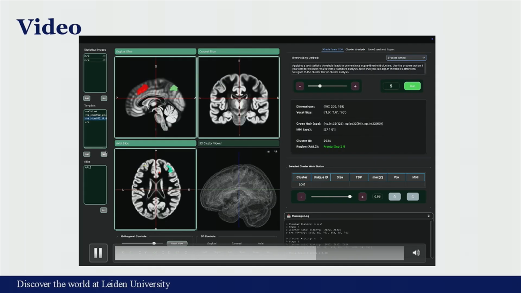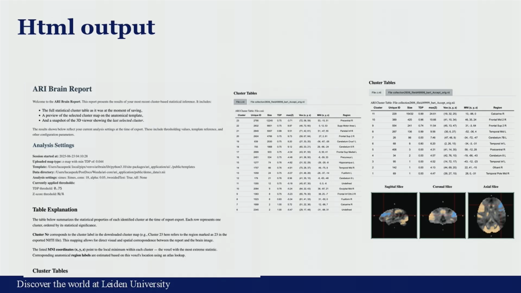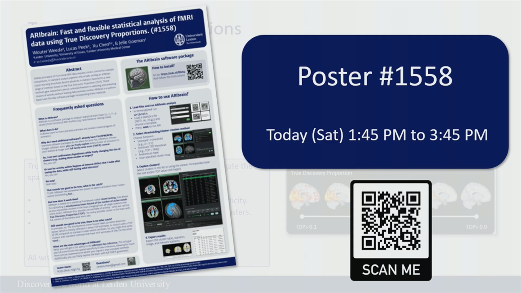So that is our software package, ARIbrain Explorer. If you're interested in the methods or the application, then you're welcome at our poster, 1558, today. If you're interested in the software, you can scan the QR code, and that leads you to the GitHub page. Thank you.